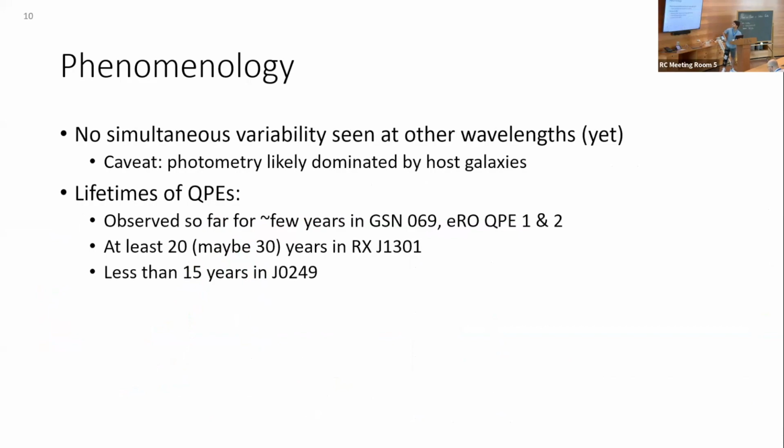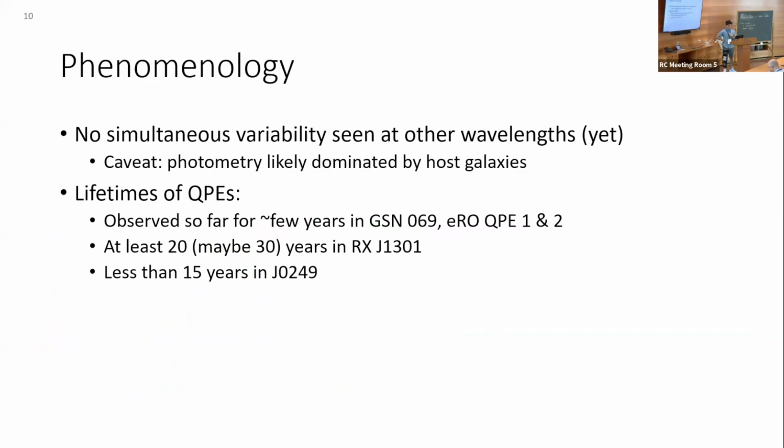A couple other notes are that campaigns to detect simultaneous variability at lower energies in optical, infrared, and radio haven't yet detected any simultaneous variability with the X-ray outbursts. But the caveat is that this is much harder to do because the photometry at those energies is more dominated by the host galaxies than X-rays will be. So my understanding is there's still ongoing work on confirming this.